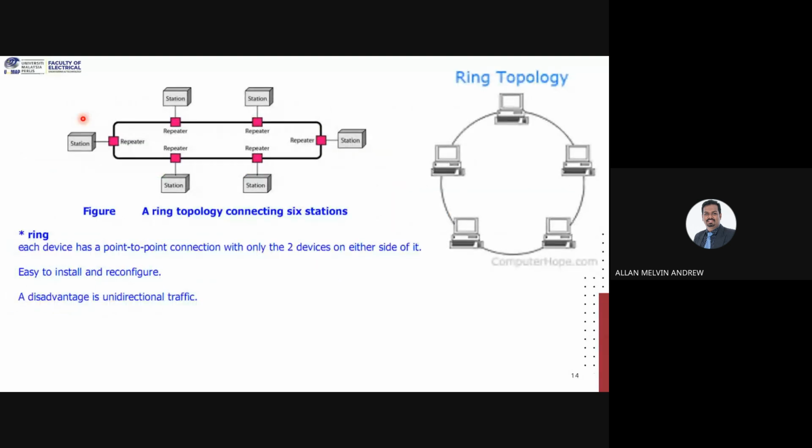Okay, then we have a ring topology. So you can see it's connected. Okay, so this is like a ring. Okay, so it's an oval shape. All are connected. Okay, so it's easy to install and configure. Okay, so just put the cable. So connect all the nodes, computers, to the cable. So done. Okay, so you already can use it.